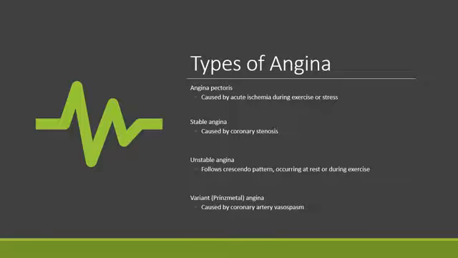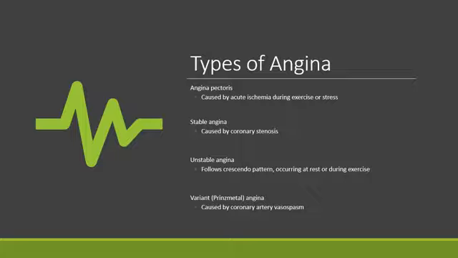And what happens is when we overload the heart and we deprive it of oxygen, we have that chest pain. And then when we stop and allow the supply to catch back up with the demand, that chest pain goes away. We can also have stable angina that's typically caused by coronary artery stenosis.